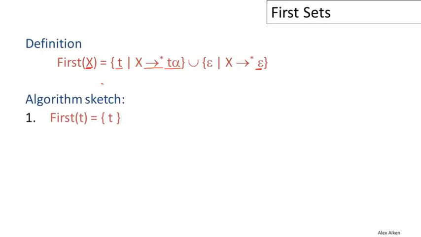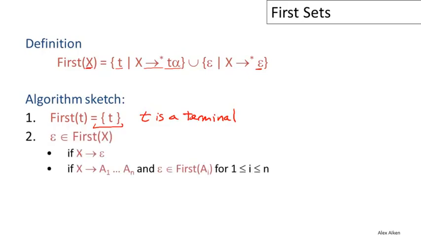All right, so now here's a sketch of the algorithm. First of all, for any terminal symbol, the only thing terminals can produce is themselves. So for every terminal symbol, and here I should just say T is a terminal, its first set consists of the set containing only that terminal. All right, so now let's consider a non-terminal X.